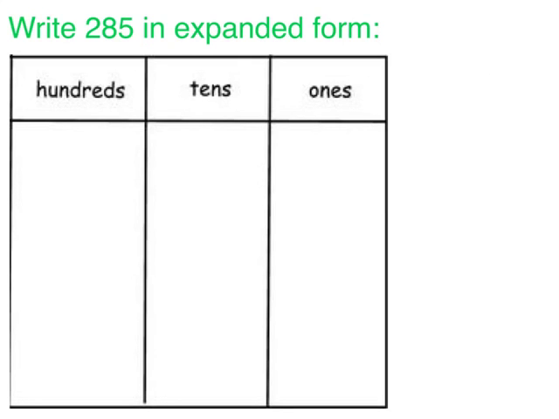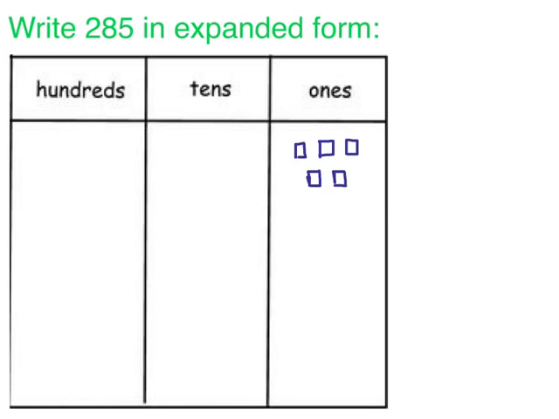For us to know how to write a number in expanded form, we need to know the value of each digit. Let's look at the number 285. This number has a 5 in the ones place. So I'm going to draw in 5 ones. 1, 2, 3, 4, 5.